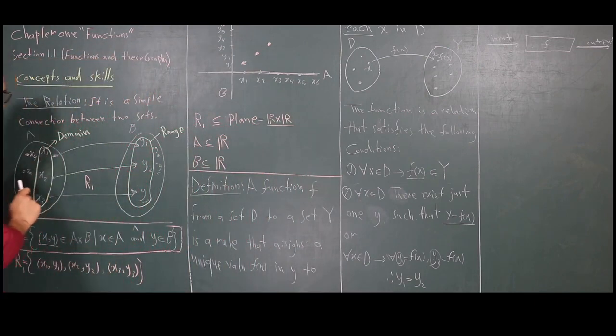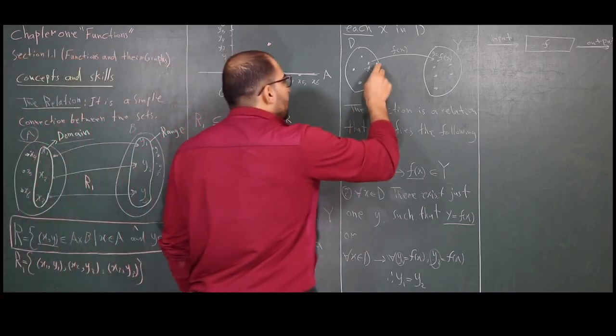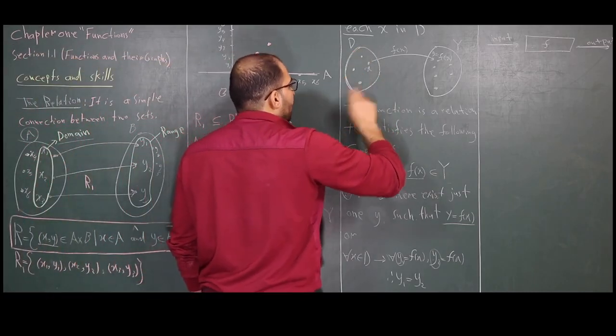Another main difference between the relation and the function: you can see here, the domain of the relation could be a subset of this set, but in a function, this set should be all the domain.